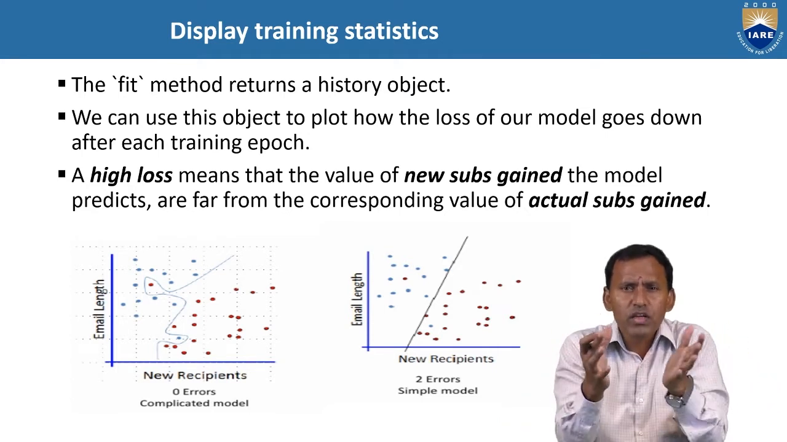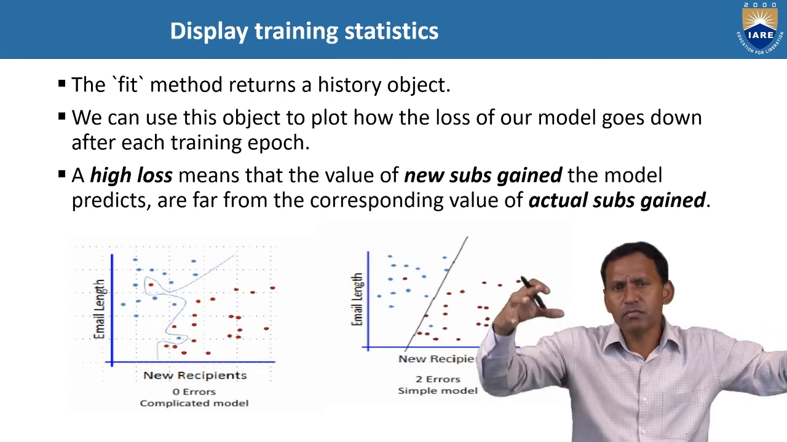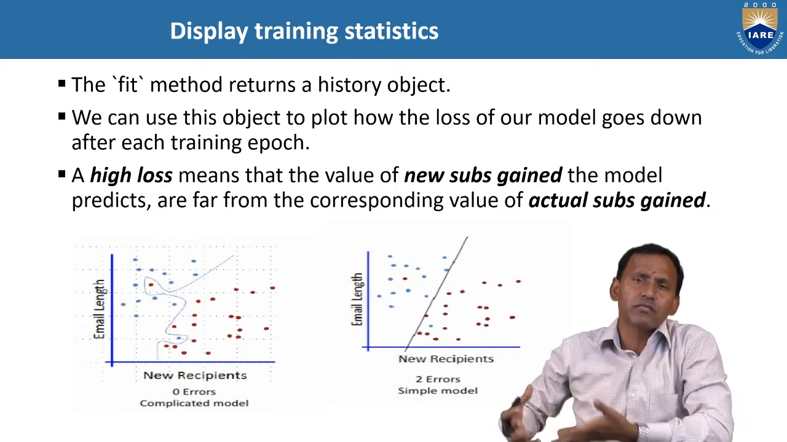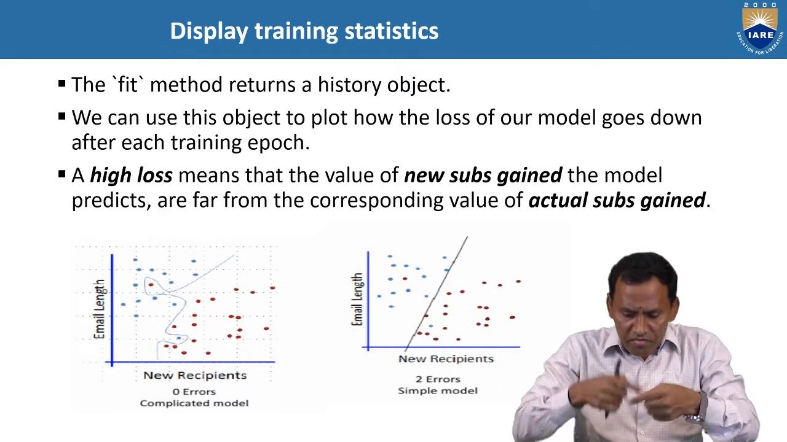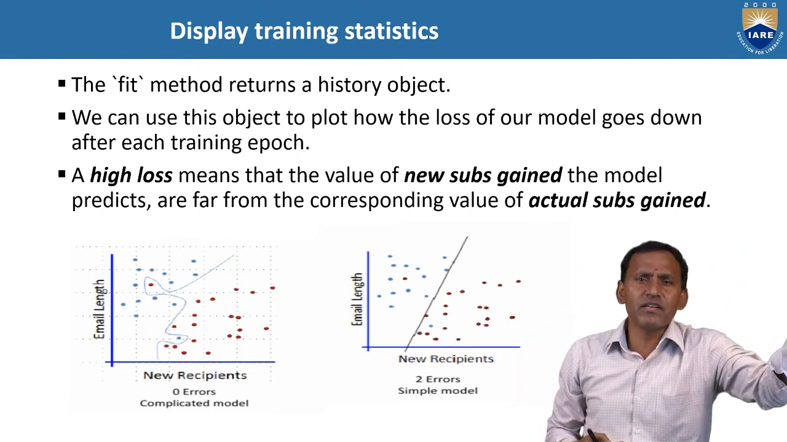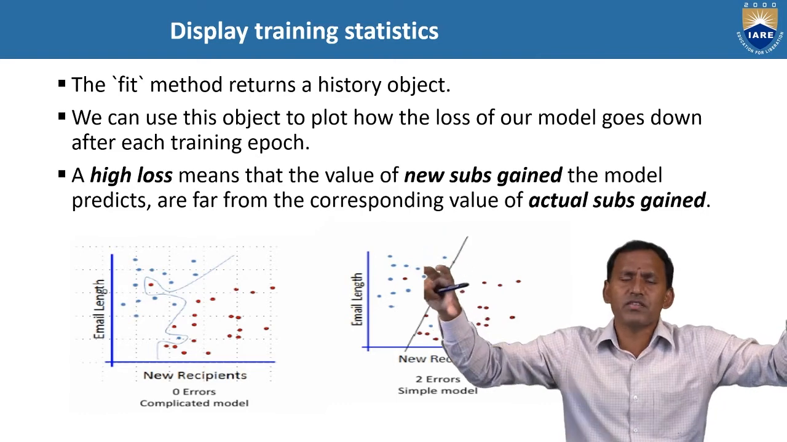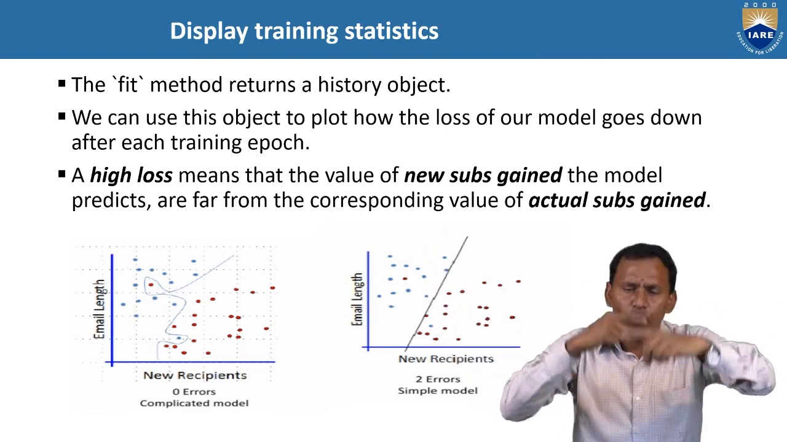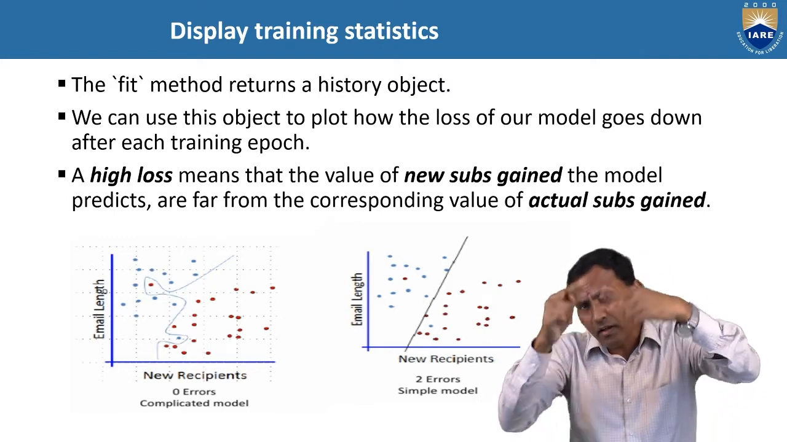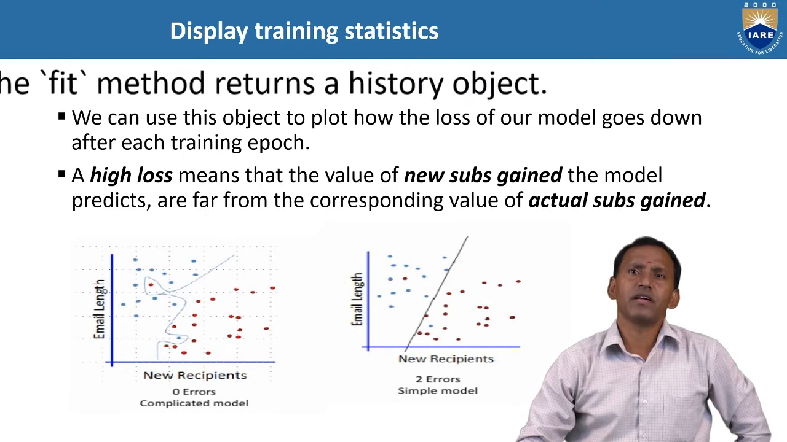I took one example. In the month of January, we spent this much budget, and in the same month we got this many new subscribers. So for each and every epoch, what are the estimated subscribers in the corresponding month? Now what about the actual subscribers we gained? Then we have to reduce that gap. In order to do that, we have to repeat the cycle. Yeah, fit method.